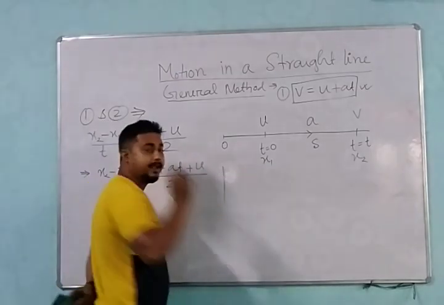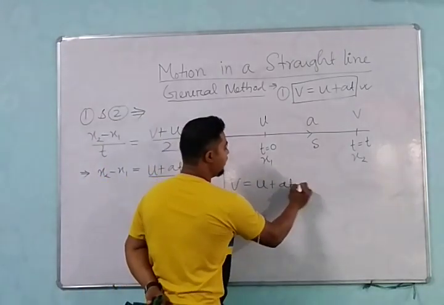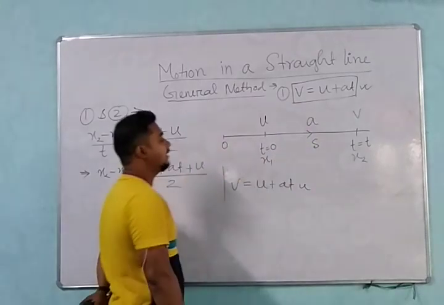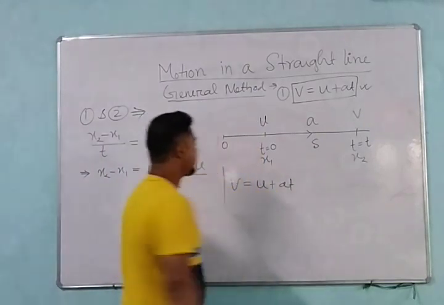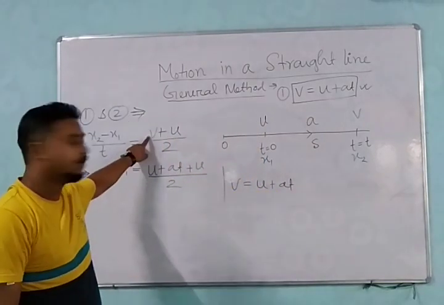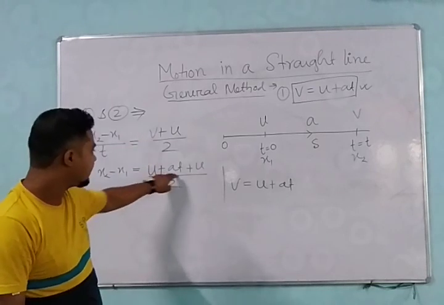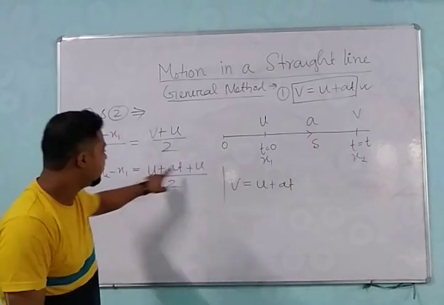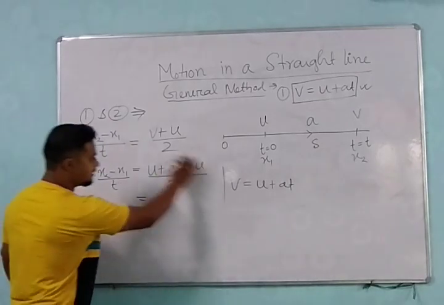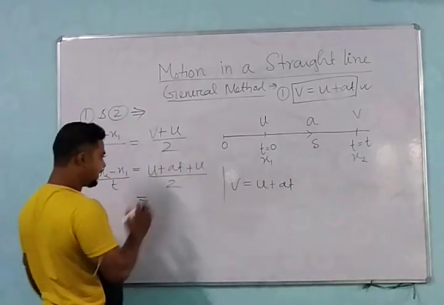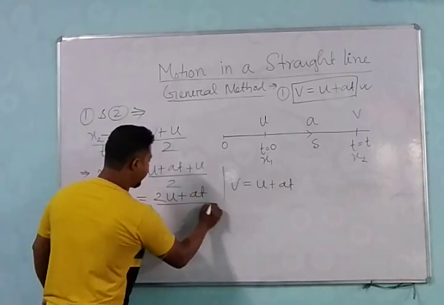Where does this equation come from? Since we have got v is equal to u plus at, we already derived this expression, so it is already proved. So from this equation we have v is equal to u plus at, and if we put the value here, then we will get u plus at plus u divided by 2, and on the other side there is t. Now if we simplify again, u plus u will be equal to 2u plus at divided by 2.